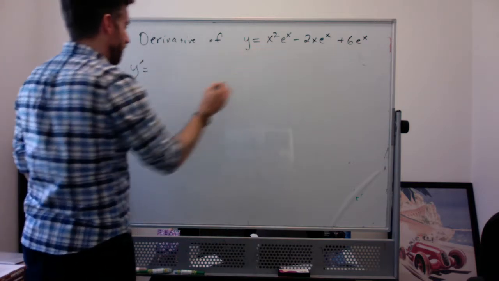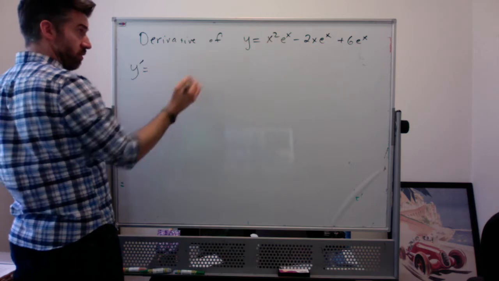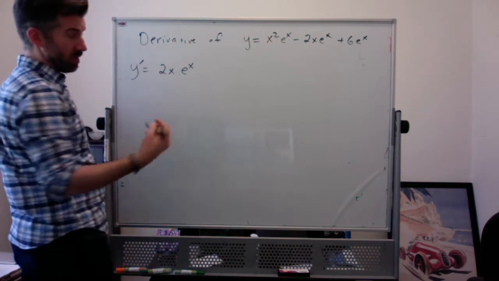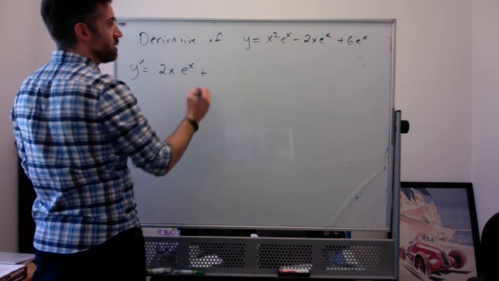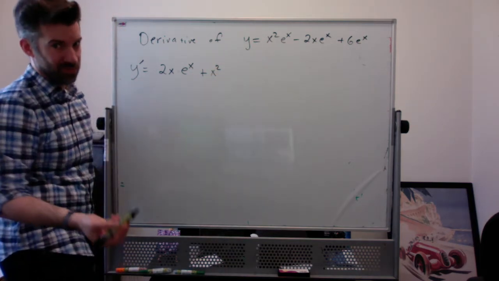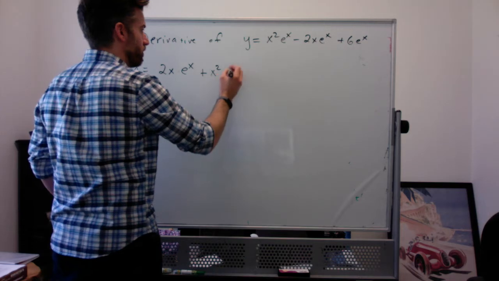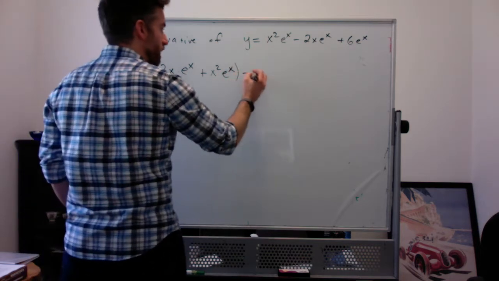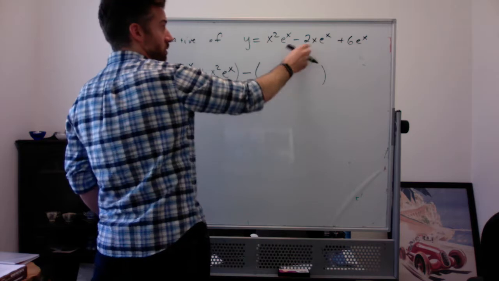So for x squared e to the x, we're going to have the derivative of x squared, which is 2x, times e to the x, right? We leave the other thing alone, plus the x squared left alone, times the derivative of e to the x, which is e to the x. So that's the derivative of x squared e to the x, minus the derivative of 2x e to the x.